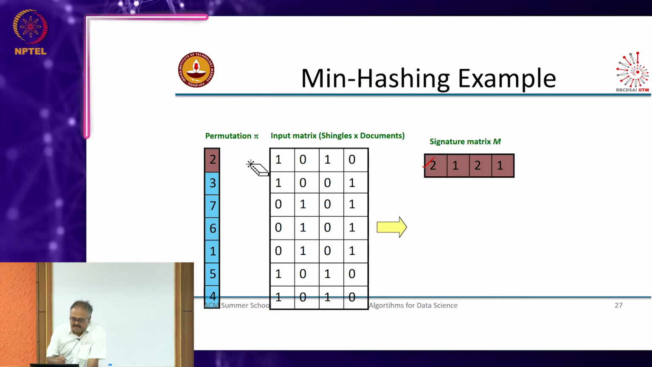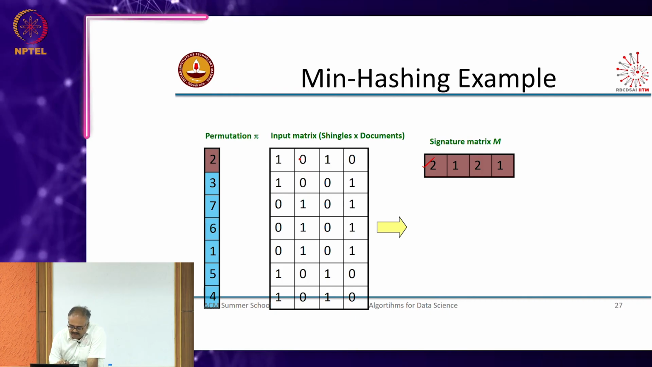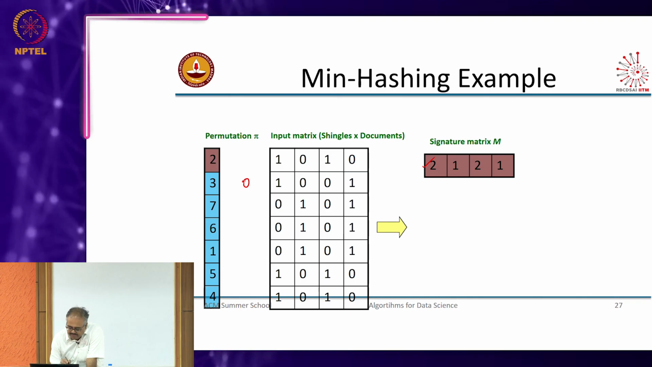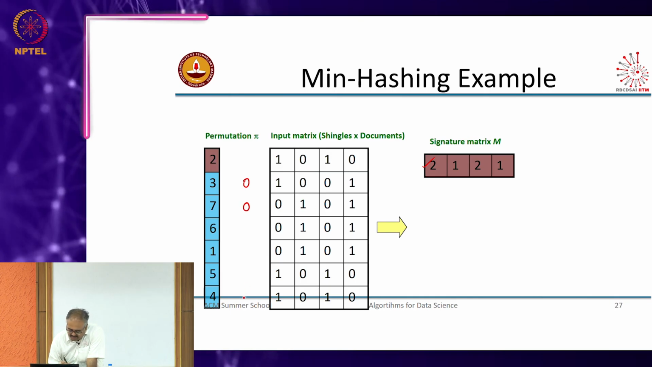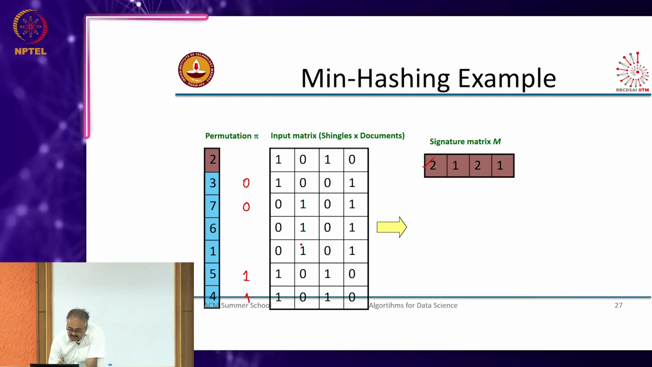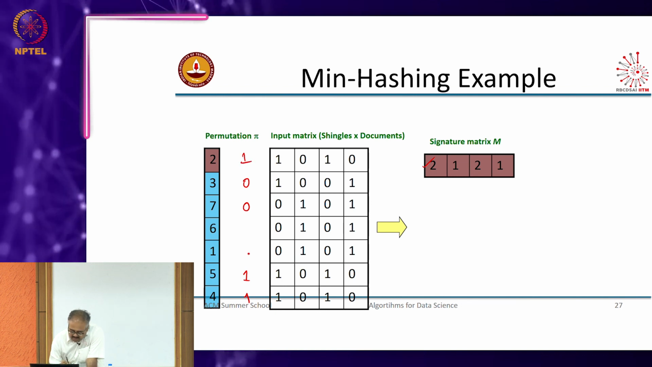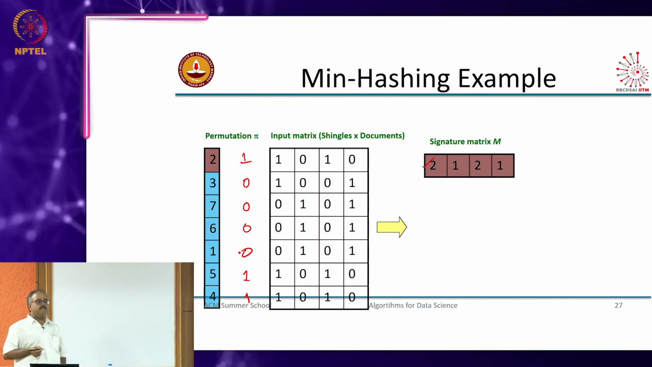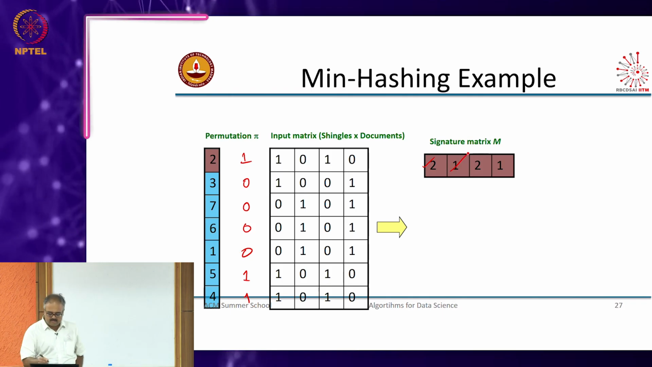So let us do the same permutation for the second column now. So what happens in the second column? This goes to 2, so that is there. This goes to 3, so that will be a 0. This goes to 7, this goes to 6, this goes to 1, and the other 2 are zeros anyway. So this is my permutation of the second column, and what is the hash of the second column then? 1.